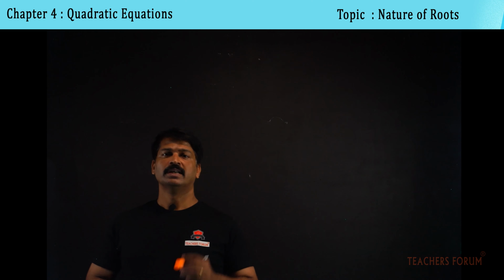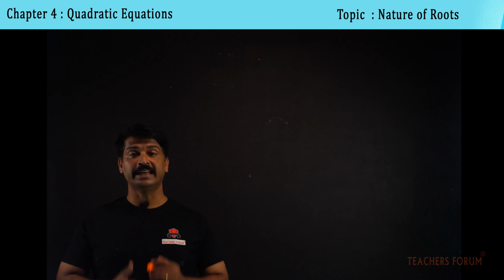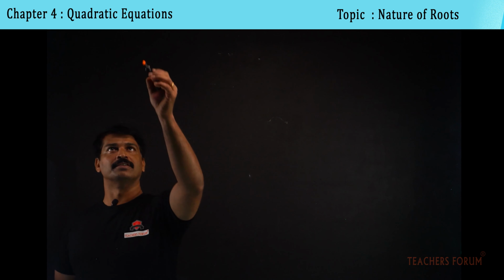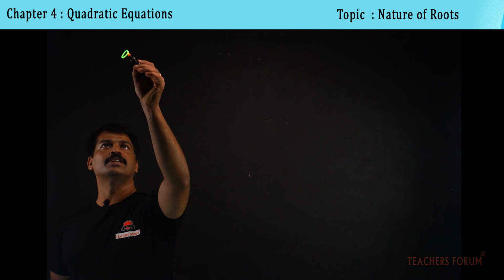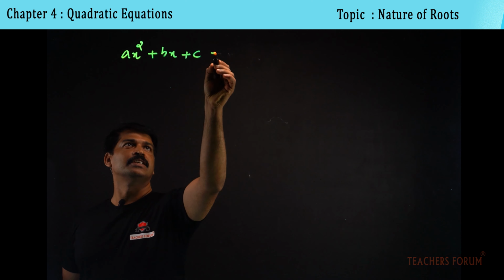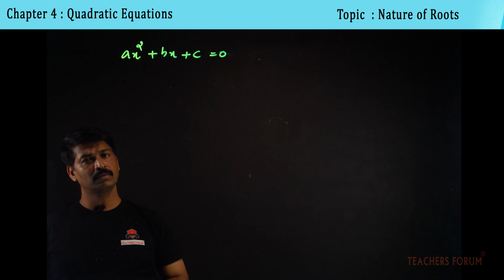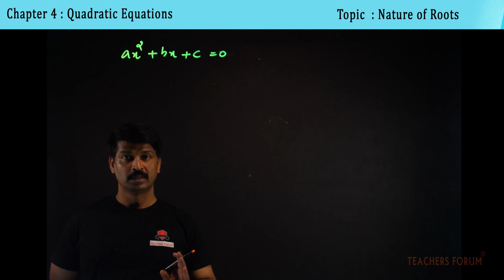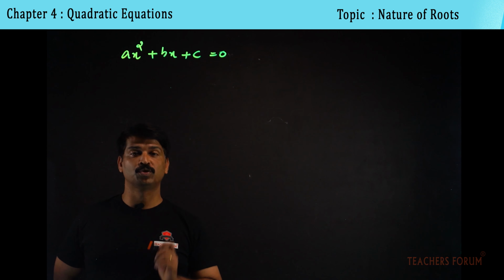Hi students. Now we are going to discuss the nature of roots. You know what is the general form of a quadratic equation? The general form of a quadratic equation is ax square plus bx plus c is equal to 0. Now we have seen that it will have two roots or two zeros. The two roots can be found out by two methods.